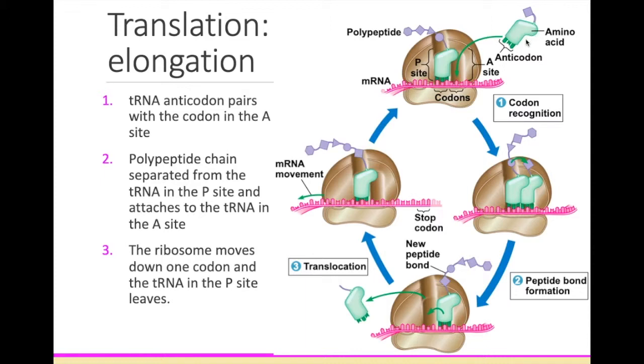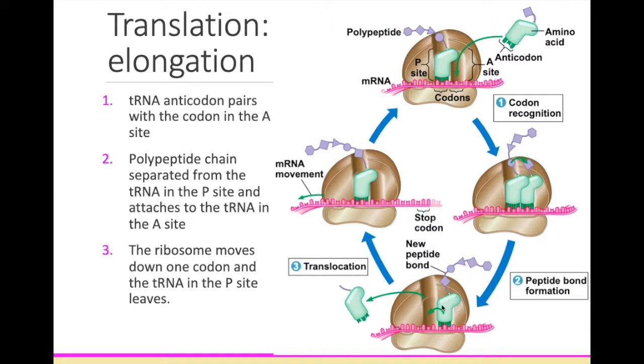Remember, A for arrive. The next step is going to be forming the bond between the previous protein chain and the new amino acid. So we're going to form a peptide bond, right? That's the bond that proteins make, between this circular amino acid that was already added and this square amino acid that's being added now. So once this peptide bond is formed, now we have this tRNA in the A site holding on to the long protein chain.